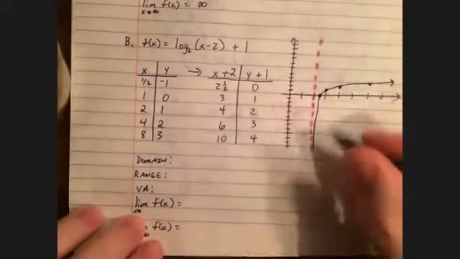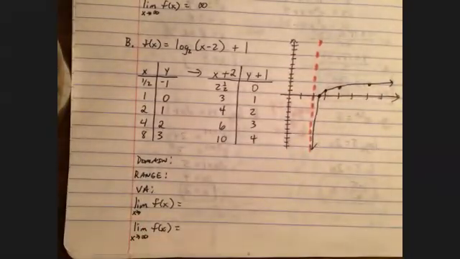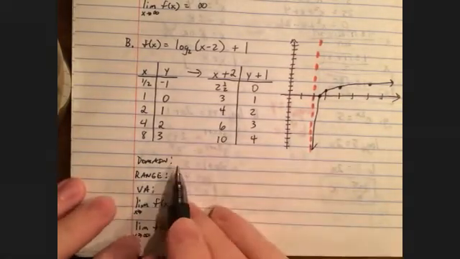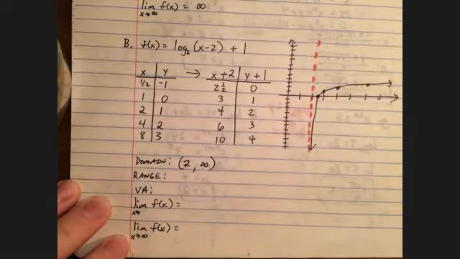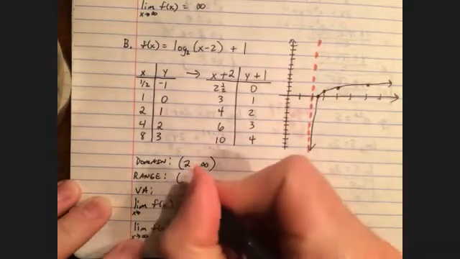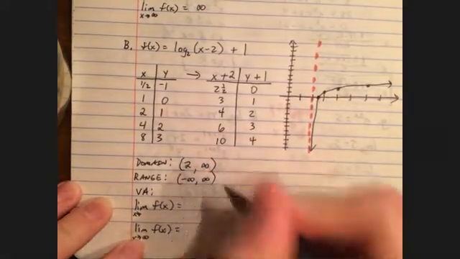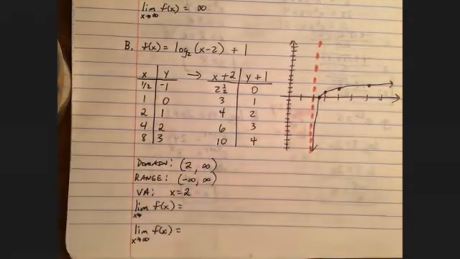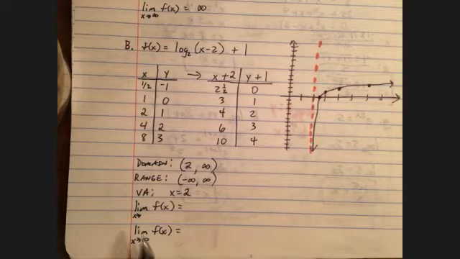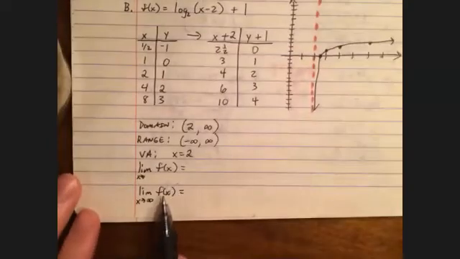So filling in our information, our domain, well, it's a little bit restricted. It's going to be 2, non-inclusive, to infinity. Our range is negative infinity to infinity. Vertical asymptote, we know is x equals 2 because we shifted the graph to the right 2. I'm going to skip this one and come to this very last limit.